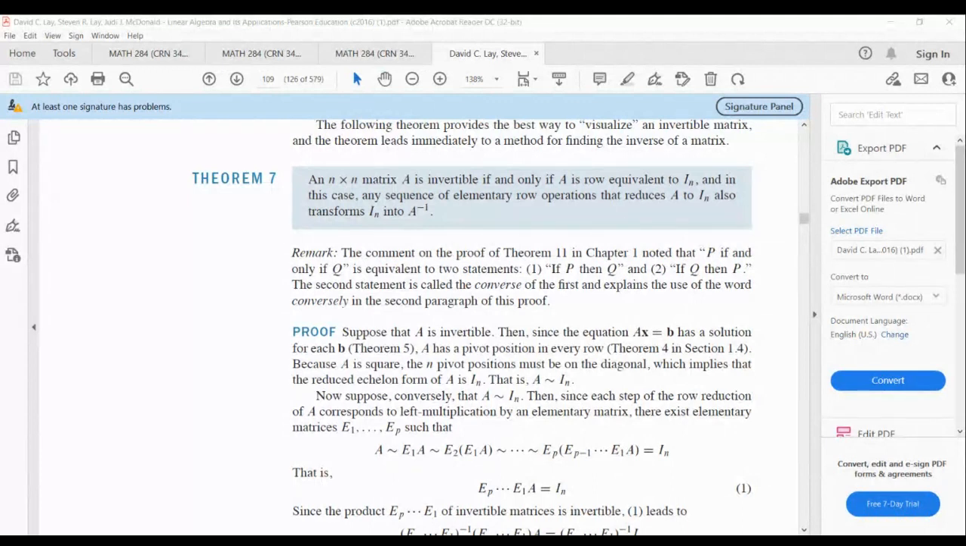So here, they're saying that in theorem 7, any square matrix A is invertible if and only if A is row equivalent to the identity. In other words, the sequence of row operations that reduce the matrix A to the identity also transform the identity into A inverse. And the way you can show that is if you look here in the proof.